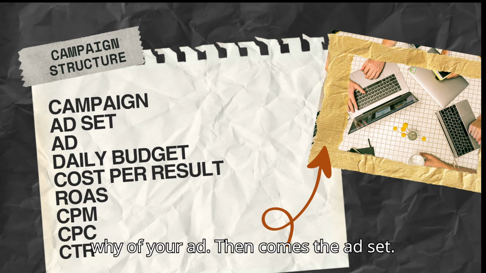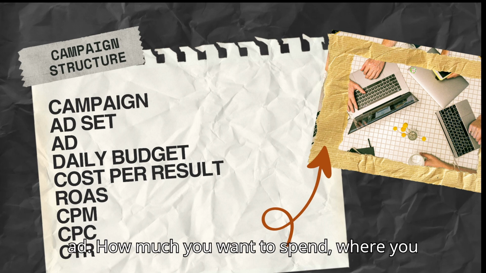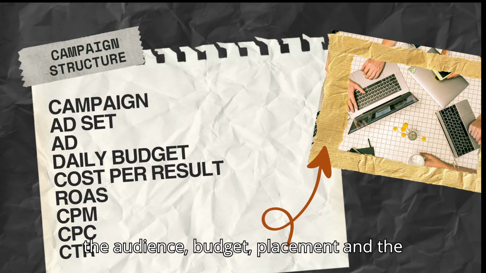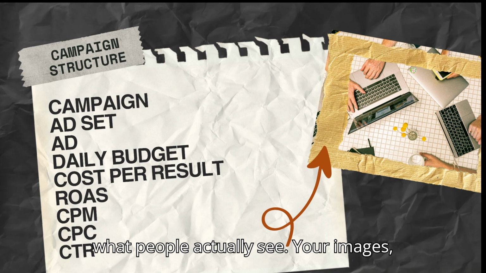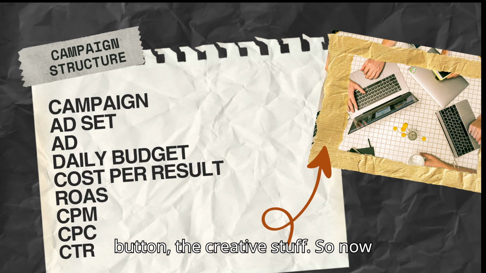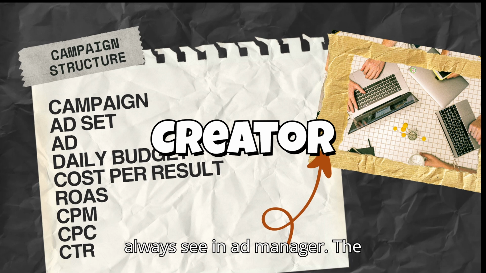Then comes the ad set. This is where you choose who sees your ad, how much you want to spend, where you want it to appear, and when. So basically, the audience, budget, placement, and the schedule. And finally, the ad. This is what people actually see: your images, your videos, the text, the call to action button, the creative stuff. So, now let's talk about a few terms you will always see in Ad Manager.